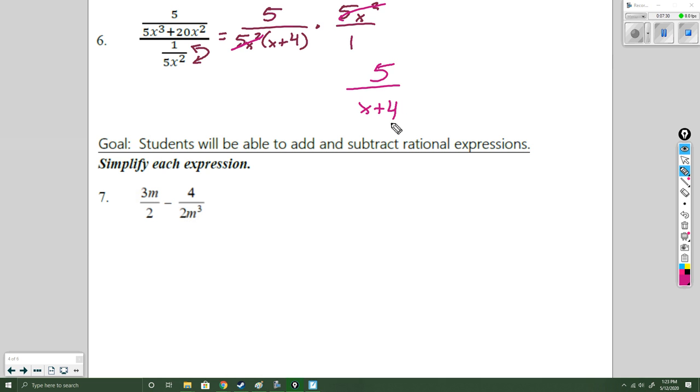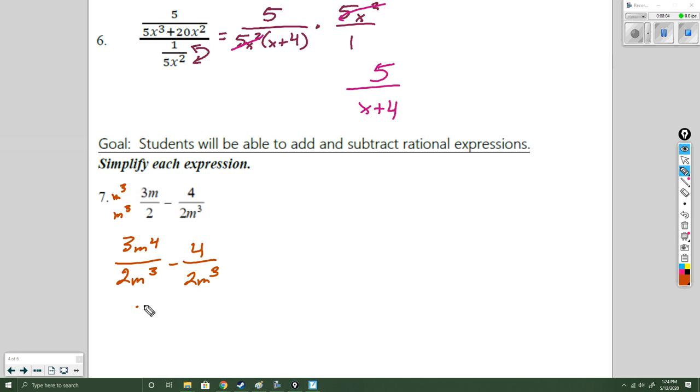If we take a look at 7, for these, we need to get the same denominator. If they don't have like denominators or common denominators, we need to make them have common denominators. So notice 2 is in that 2m cubed. So for that left fraction, all we need is an additional m cubed. So we're going to multiply by m cubed over m cubed. And then we'll have 3m to the 4th on 2m cubed minus 4 on 2m cubed.